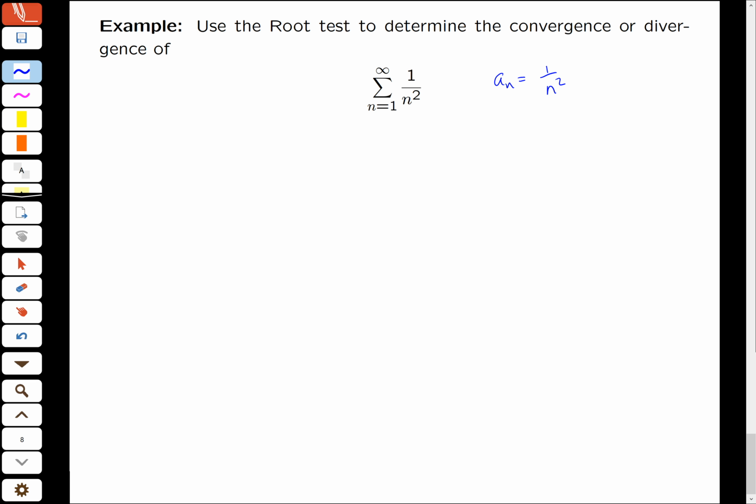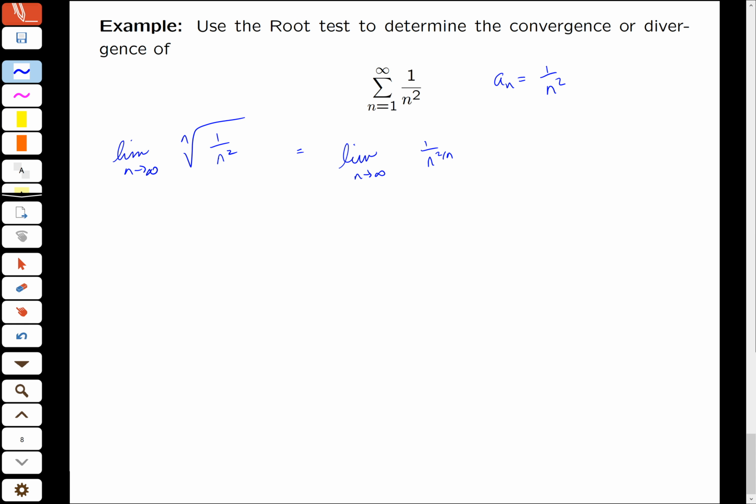By the way, don't write this one down in your notes. I don't want you to ever do this, so don't copy it. But we want to watch it and see what happens if we chose to do the root test on that. The nth root of 1 over n squared, I'm going to write it as 1 over n squared to the 1 over n, and that nth root part is going to be 2 over n.